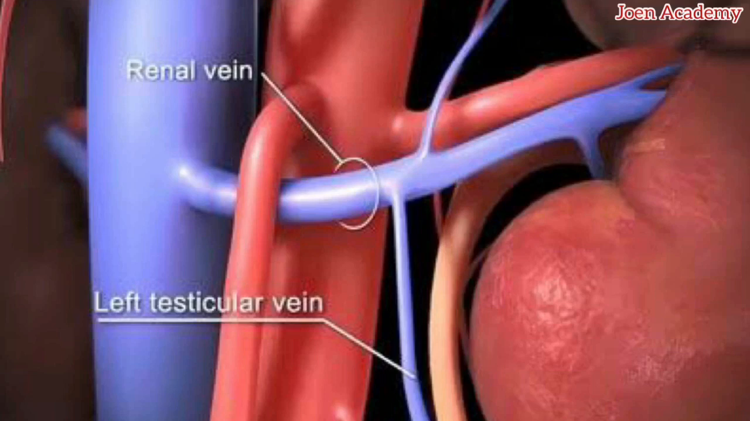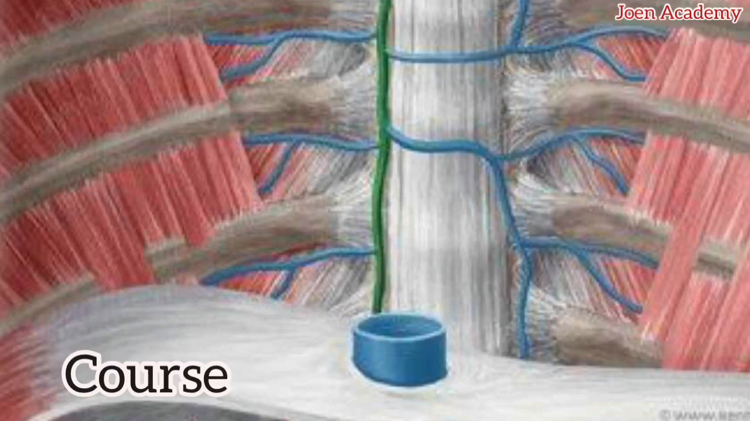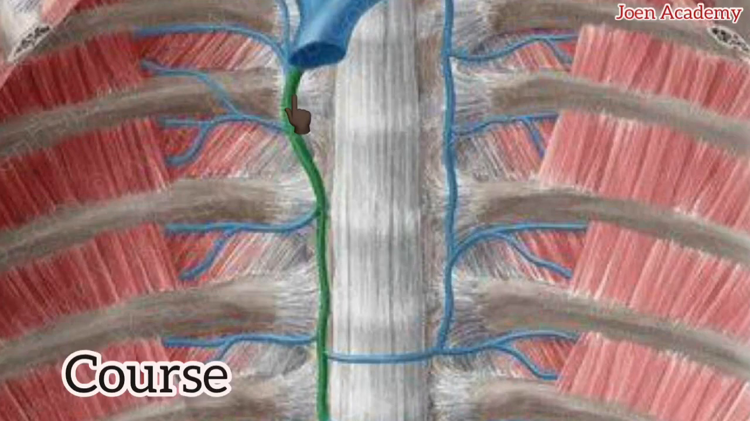The azygos vein has two origins, either from the lumbar azygos vein or from the posterior side of the inferior vena cava, which is around the level of the renal veins. It passes through the diaphragm, reaches the mediastinum, and finally empties into the superior vena cava.